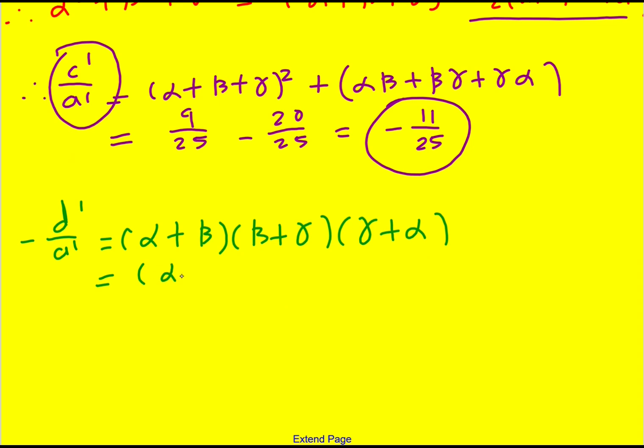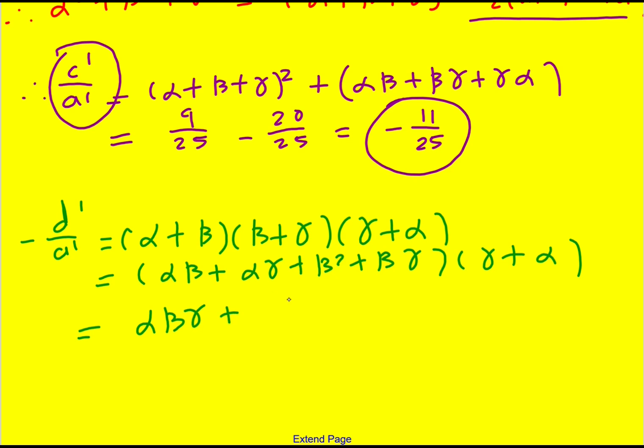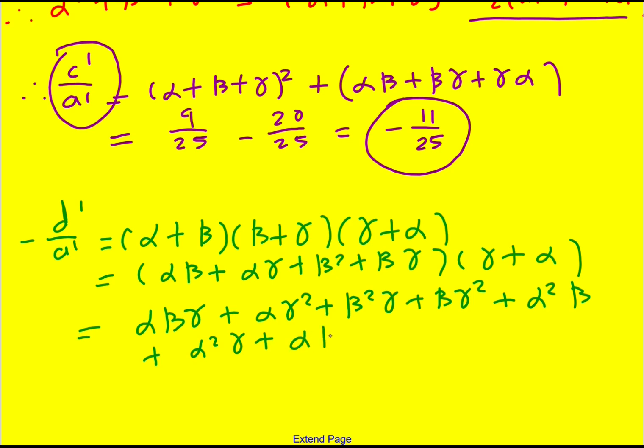This gives me alpha beta plus alpha gamma plus beta squared plus beta gamma. Alpha beta gamma plus alpha gamma squared plus beta squared gamma plus beta gamma squared plus alpha squared beta plus alpha squared gamma plus alpha beta squared plus alpha beta gamma.